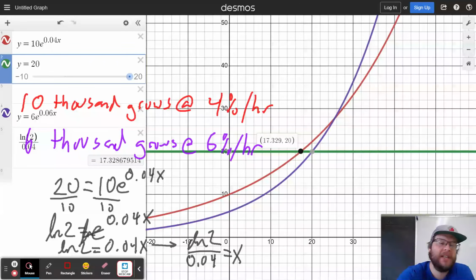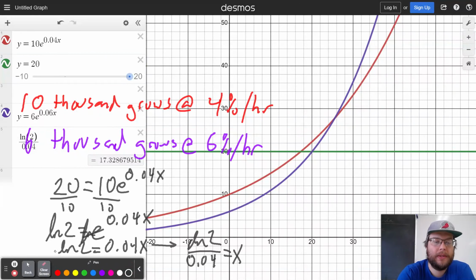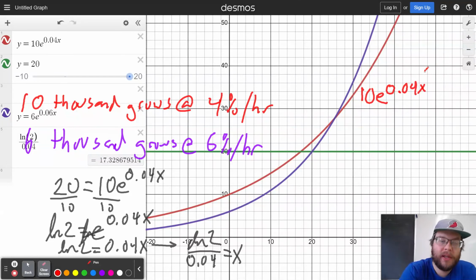And so that's the different piece I'm trying to get here in this equation. So in this video, let's take our red equation, 10e to the 0.04x, and let's figure out when that's equal to our purple equation, 6e to the 0.06x.